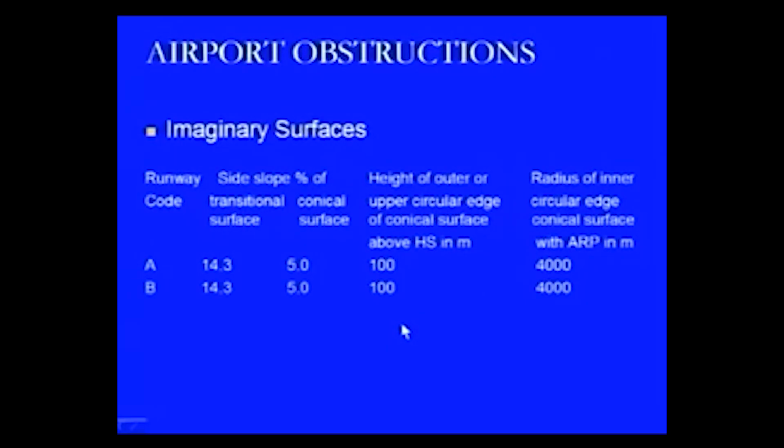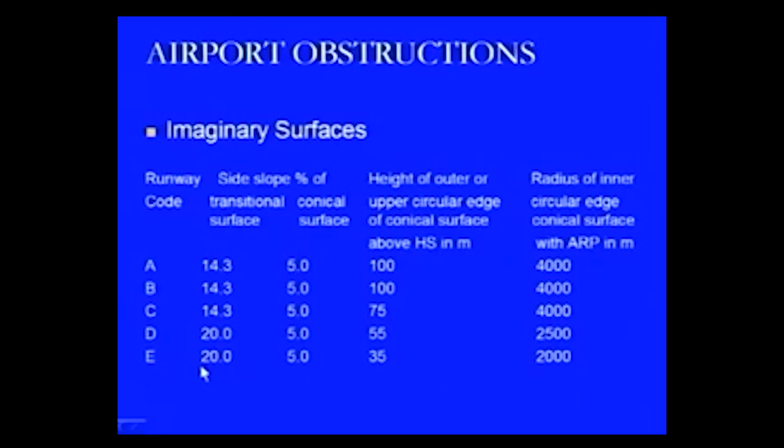Similarly, for the second case, that is B, the values remain the same, and for C there is a change in the value of the height of the outer or upper circular edge, which becomes 100 meters instead of 75 meters. Then for D, this value is changing, and the value becomes 20 as a side slope for the transitional surface, though for the conical surface it remains the same. Similarly, there is a change in the height of the outer or upper circular edge, that becomes 55 meters, and the radius of the inner circular edge becomes 2500 meters.